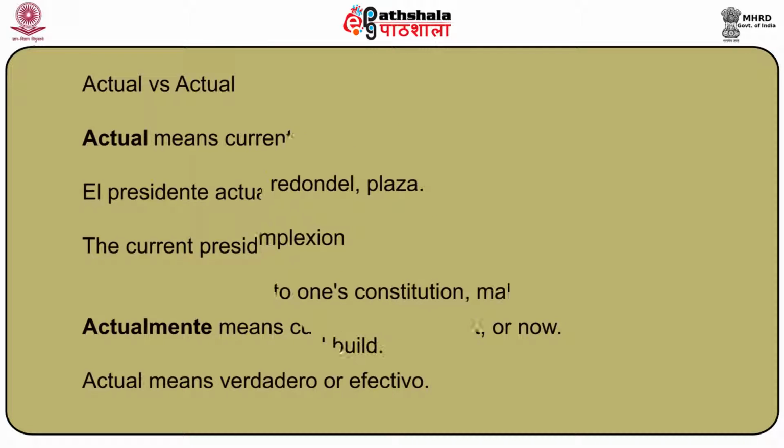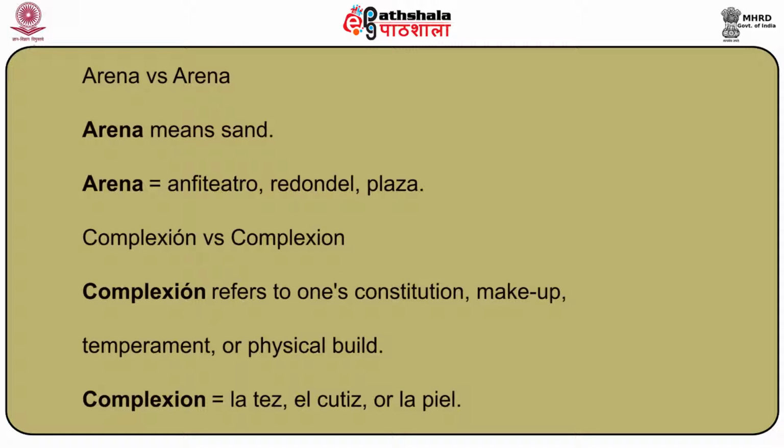Another example which causes a lot of confusion is arena versus arena. Arena means sand in Spanish and arena in English is used as anfiteatro, redondel or plaza. Another set of words that create problems is complexion versus complexión. Complexión refers to one's constitution, makeup, temperament, or physical build. Complexion in English is la tez, el cutis, o la piel.